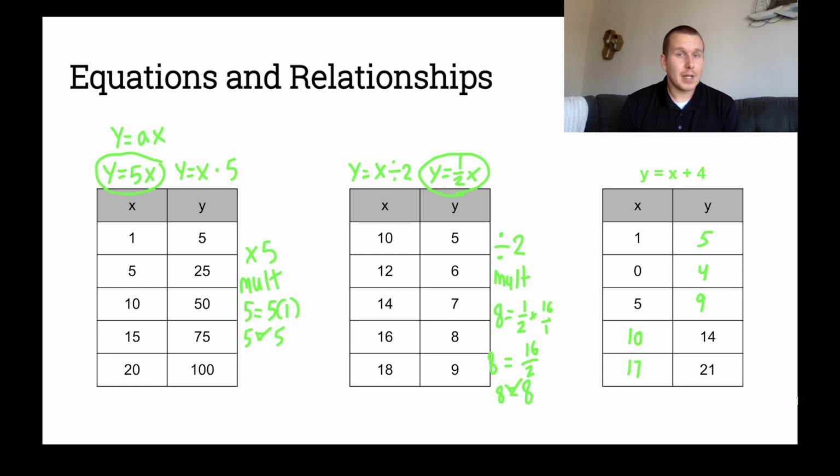So pretty easy. Just remember the words additive and multiplicative. Remember, additive is addition and subtraction. Use y equals a plus x, or x plus a. And multiplicative is multiplication and division, y equals ax.